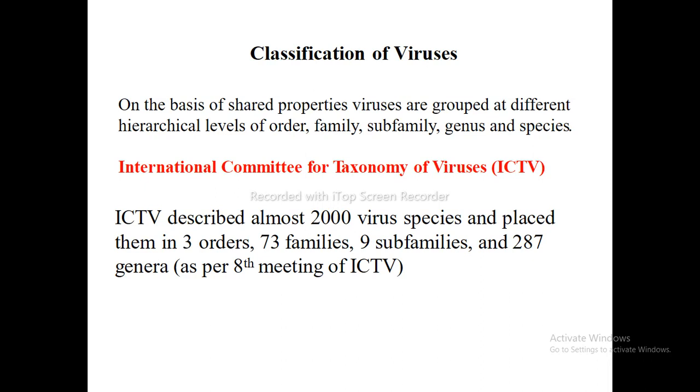The International Committee for Taxonomy of Viruses has described almost 2000 virus species placed in 3 orders, 73 families, 9 subfamilies and 287 genera. This data is as per the 8th meeting of ICTV, that is the International Committee for Taxonomy of Viruses.